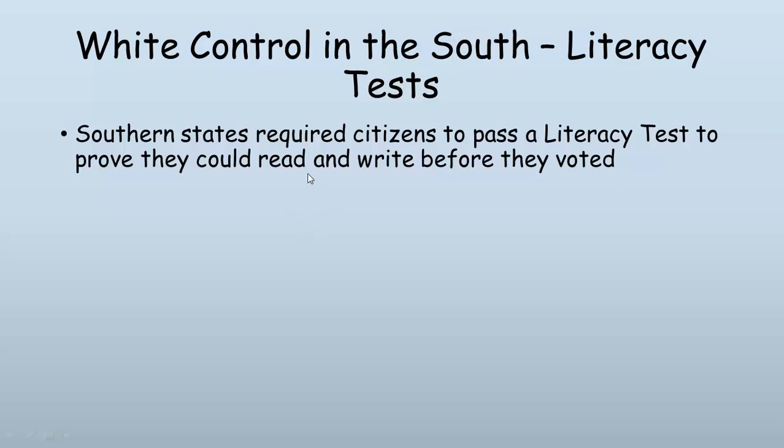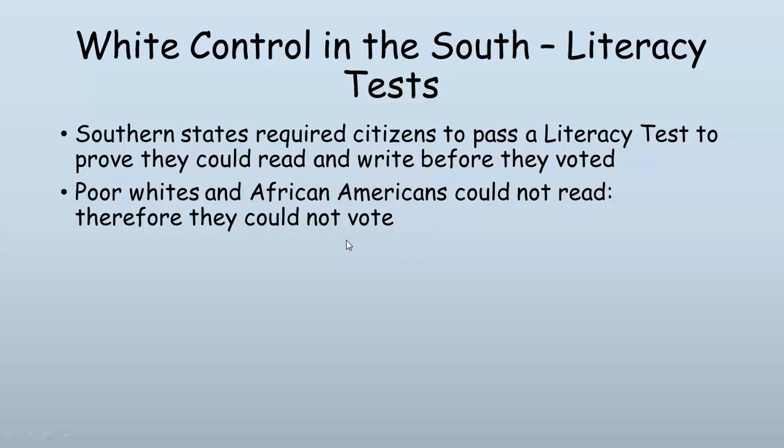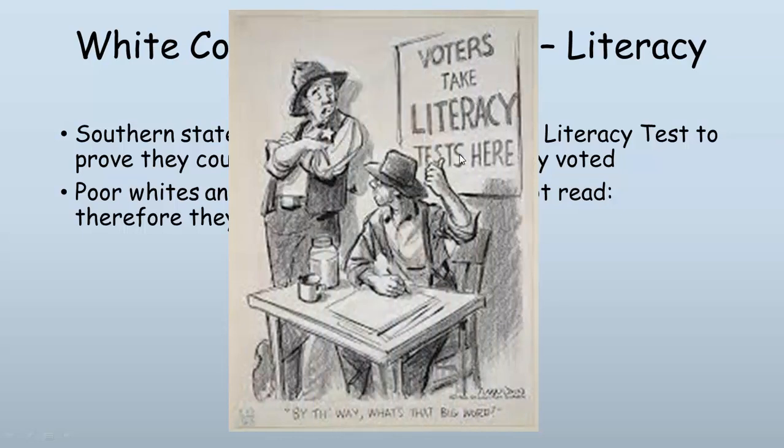They also instituted literacy tests, right? Southern states required citizens to pass a test showing whether they could read or write. If you pass the test, you can vote. Well, we know that most of the African Americans did not receive an equal education and were denied entry to those schools. So poor whites and even African Americans couldn't read, and therefore they couldn't vote. Can't pass the test, can't vote, right? So your voters take literacy tests here, you take the test, you pass, you can vote, right? And a joke here is, you see, what's that big word? And the guy doesn't even understand what literacy is, right? Because he can't read it.